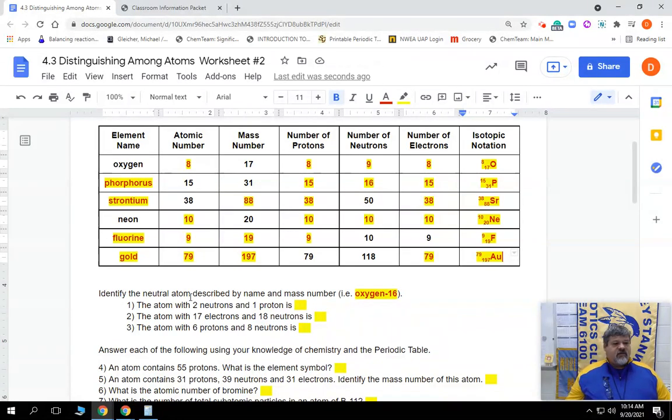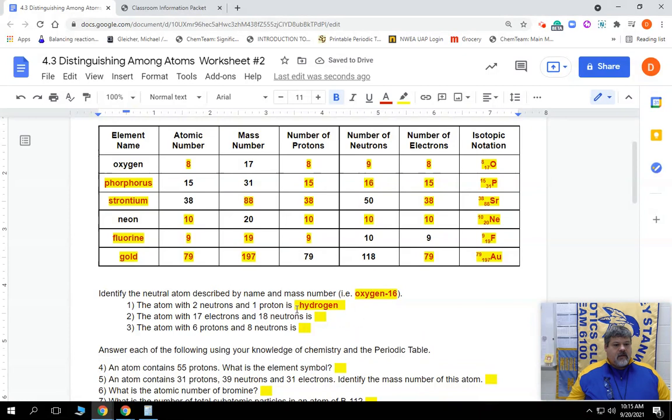It says identify the neutral atom, described by name and mass number. So an atom with 2 neutrons and 1 proton, we're going to say right now it is going to be hydrogen. We know that it's hydrogen.